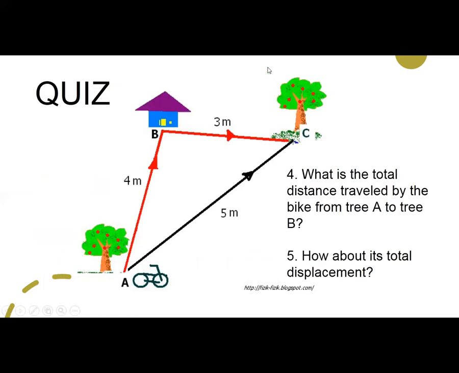Next, let's look at the illustration. What is the total distance traveled by the bike from the tree A, from this tree to tree C? Sorry, it's 3C. What is the total distance? Total distance na tinravel nitong bike from here to there. How many kilometers? You can pause this video kung kailangan nyo pa ng time to compute.